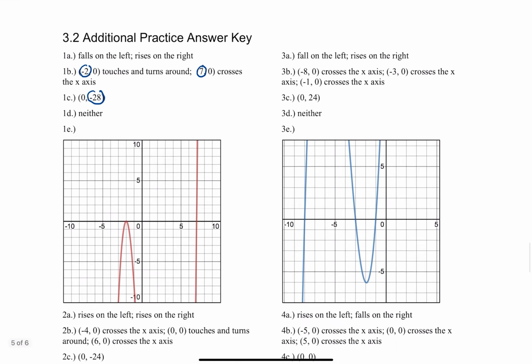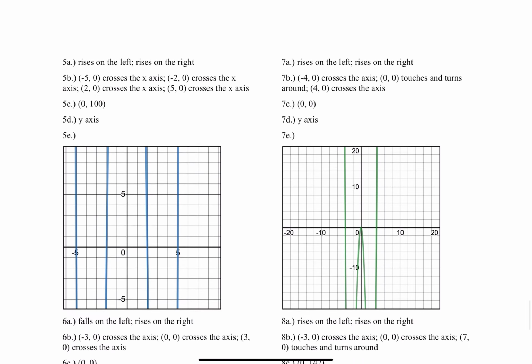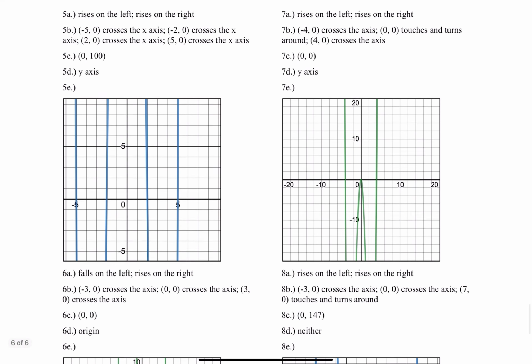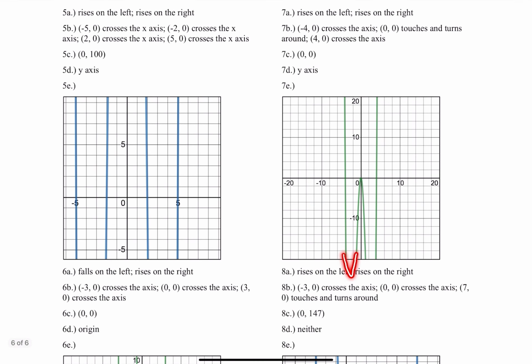Let's take a look at number 7's answer key and see if we can see the symmetry any better here. And not really. Again, it looks like these minimums are probably closer to like negative, I don't know, maybe -20, -30.